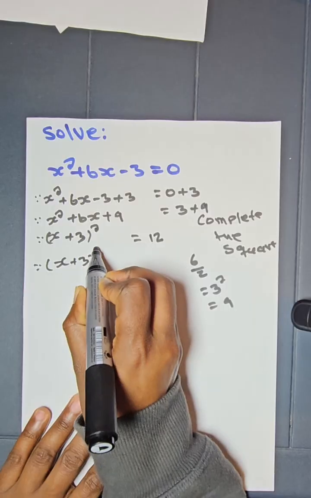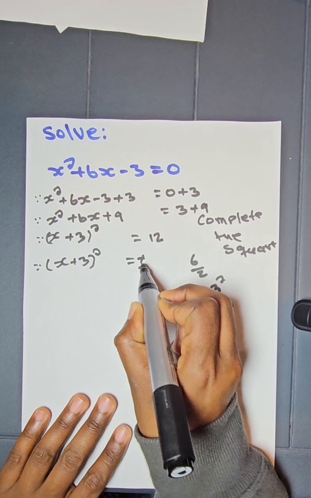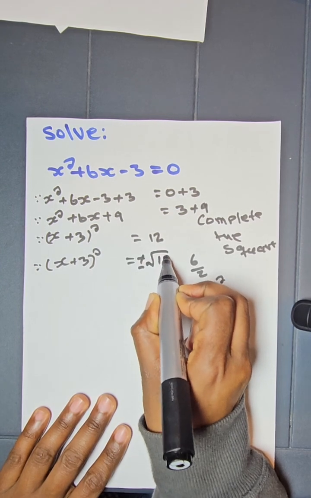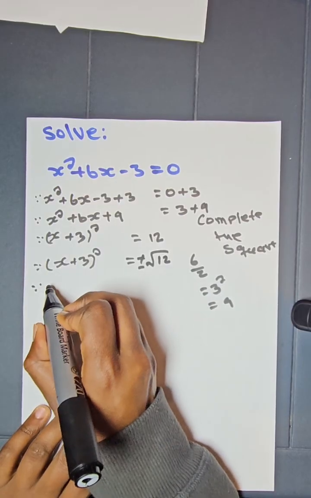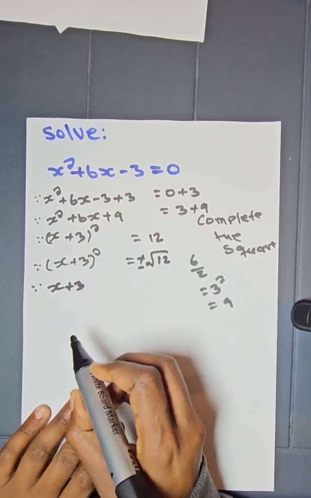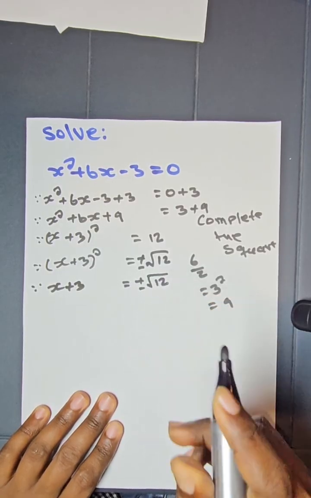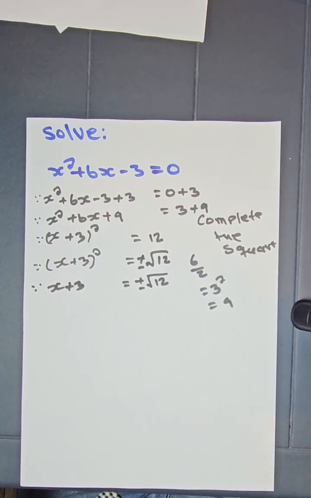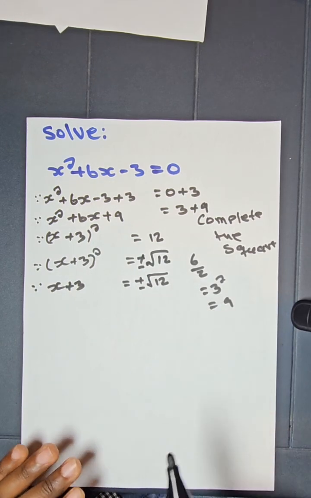x plus 3 all squared equals plus or minus the square root of 12. That means the root of x plus 3 all squared will be x plus 3, and this equals plus or minus the square root of 12. Because we have a quadratic equation, we are going to get 2 solutions, and the square root of a number can be negative or positive. So that's why it's always necessary to put plus and minus in front of the square root.